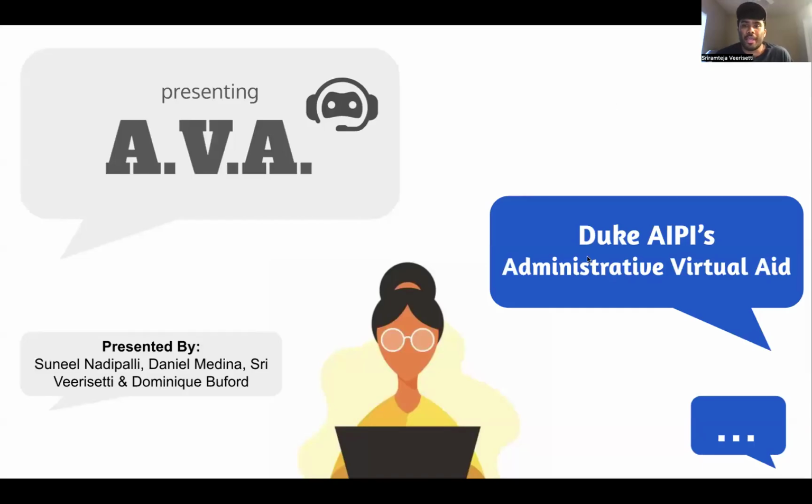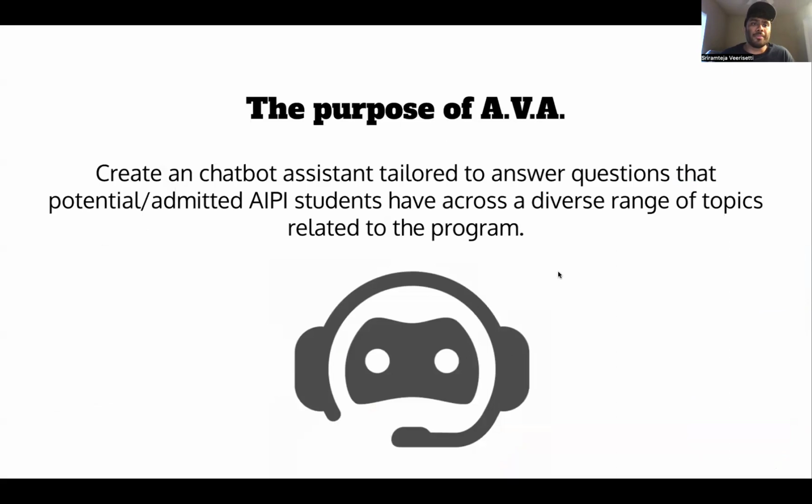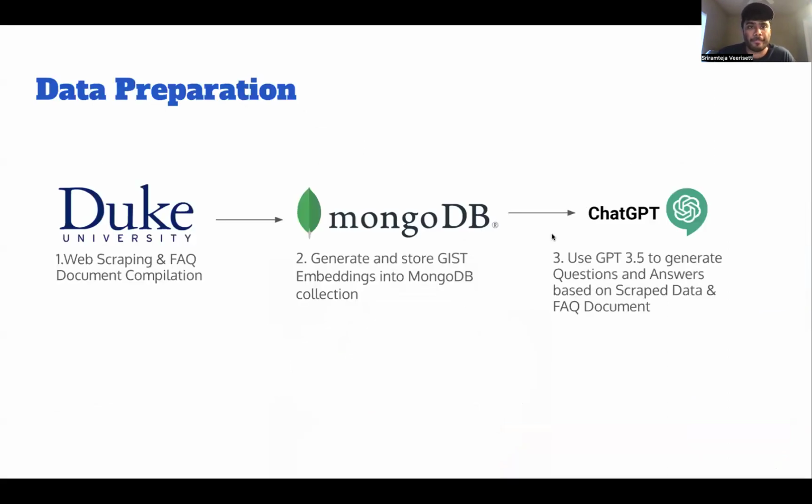Hi, everyone. So today I'll be presenting AVA, which is Administrative Virtual Aid by Duke AIPI. So the purpose of AVA is essentially to be a chatbot assistant that's specifically tailored to answering potential questions regarding AIPI students when coming to Duke for the first time. And it covers a wide variety of topics related to the program, as well as Duke in general.